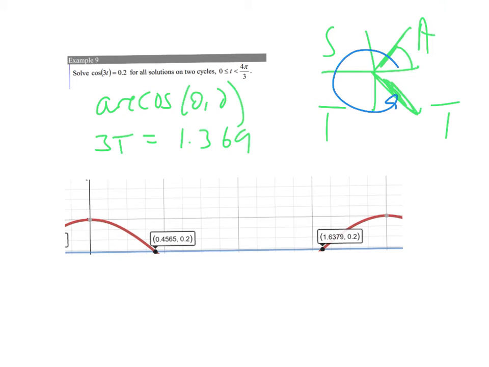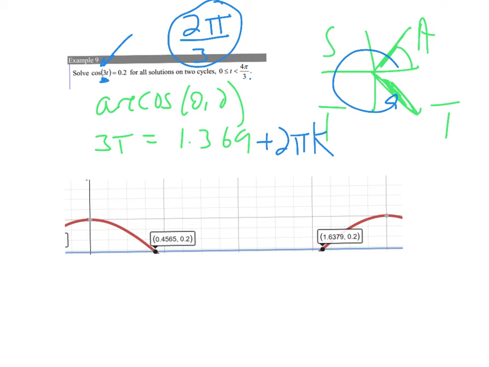I know the period is different here because of the 3t. The normal period for cosine is 2 pi. If we divide that by 3, that's the period for this function here. And because it's 2 cycles, we're going to double that. Okay, good. Now I see what I did. So we're going to write, like normal everyday cosine has a period of 2 pi, so plus 2 pi k, and with the 3t.